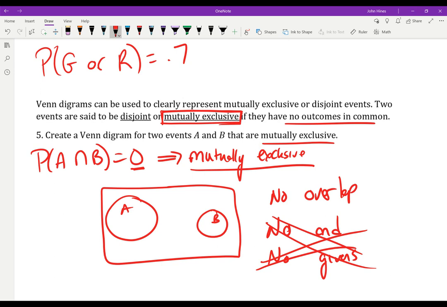That's it for Venn diagrams, guys. We'll use them in the next 2 lessons to wrap up probability.